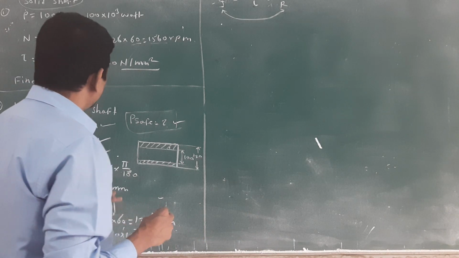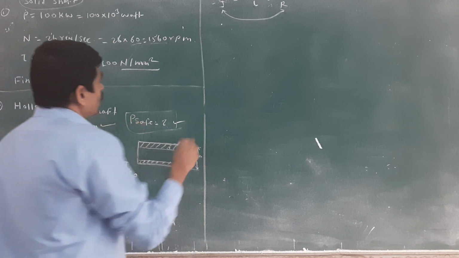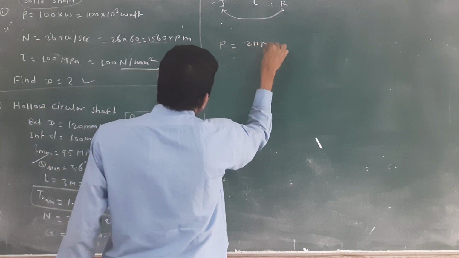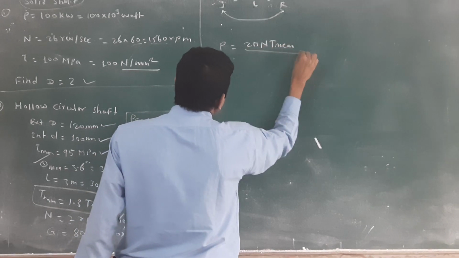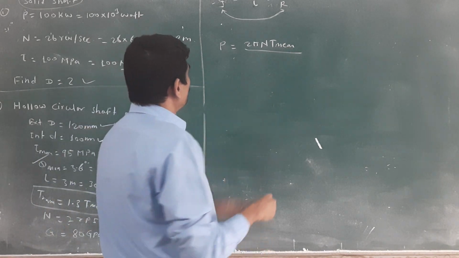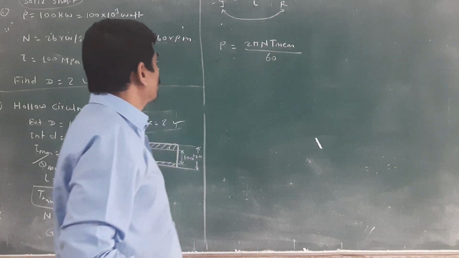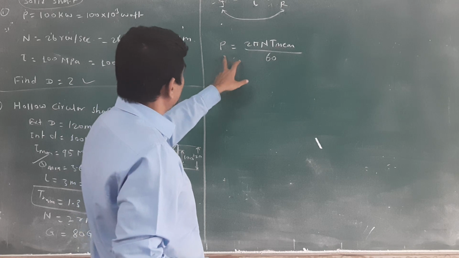First, what do we want to calculate? P shaft. What is the formula of power? P is equal to 2 pi N T divided by 60. Which T is here? T mean. In yesterday's lecture we have seen which T. We don't know the value of T, we want to calculate.